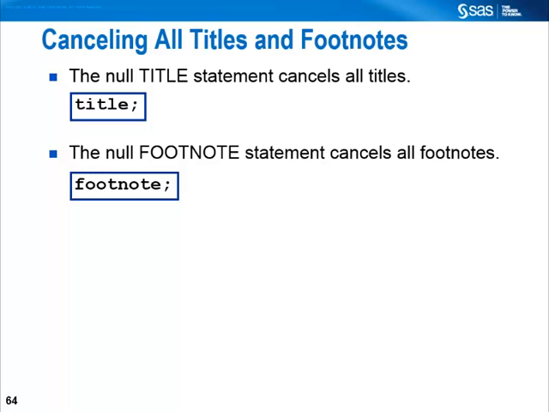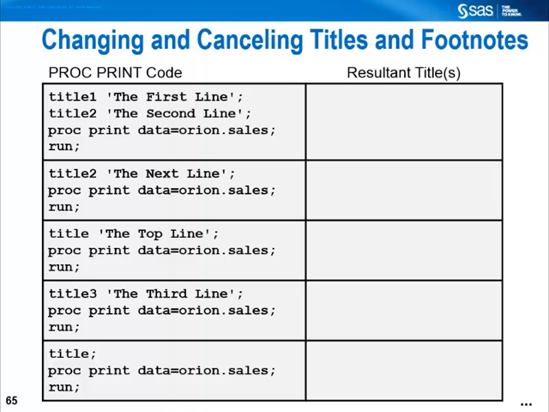Cancelling all titles and footnotes. A null title cancels all the titles and a null footnote statement cancels all the footnotes. So here, if we see the first code, where title 1 is the first line and title 2 is the second line, the resulting titles would be the first line and the second line. And in the second, where it says title 2 equals next line, according to what we have read, it will not consider any title with a higher number, so it will have the first line and then the next line.